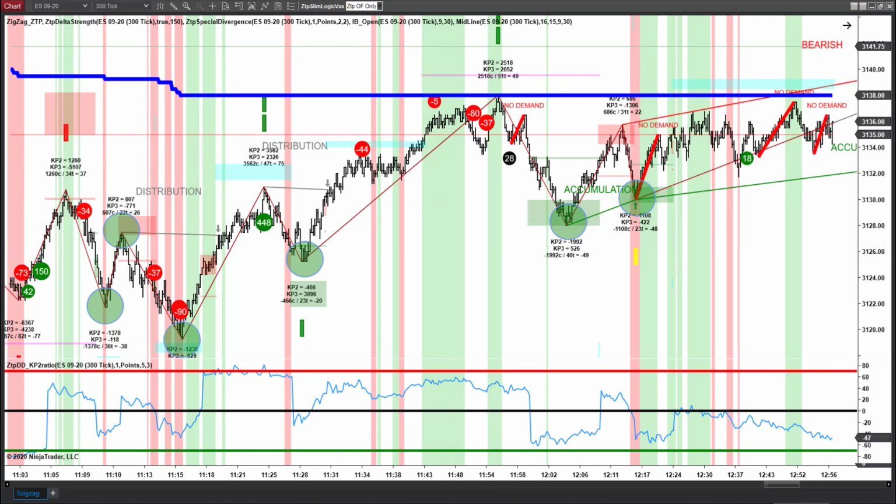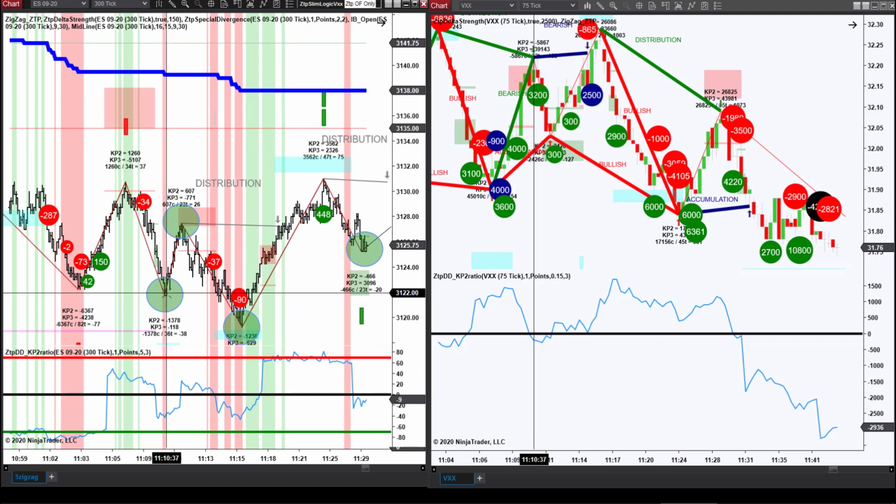And if I previously said Friday, I meant Thursday. This is trading from Thursday. Friday was a holiday. Okay, so what did the trading charts look like? Well, where we have this exhaustion pattern right here, we can see that on the VXX chart, we had both special divergence and we had distribution divergence.